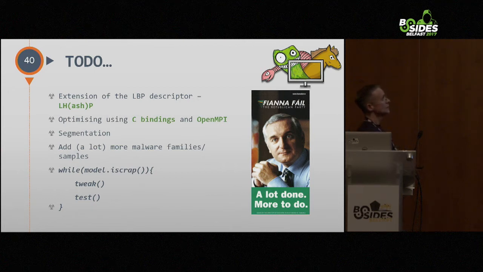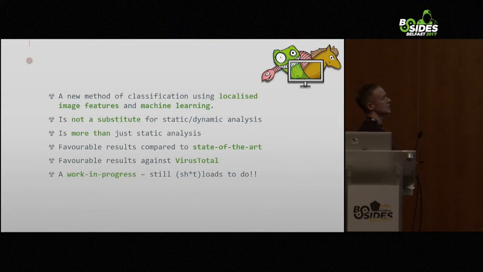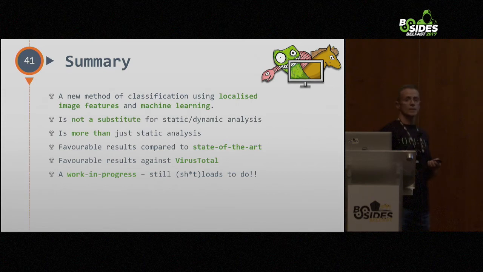So just to summarize what I've been talking about, I'm coming up with a new method for localized image features using machine learning. We're using local binary patterns, a texture analysis descriptor. It's not a substitute for dynamic or static analysis; I don't attempt to even go there. It's merely a classification model. It's more than just static analysis, so we're not just looking at the static structures of the file. We're actually breaking it down and looking at the common features of these variants.